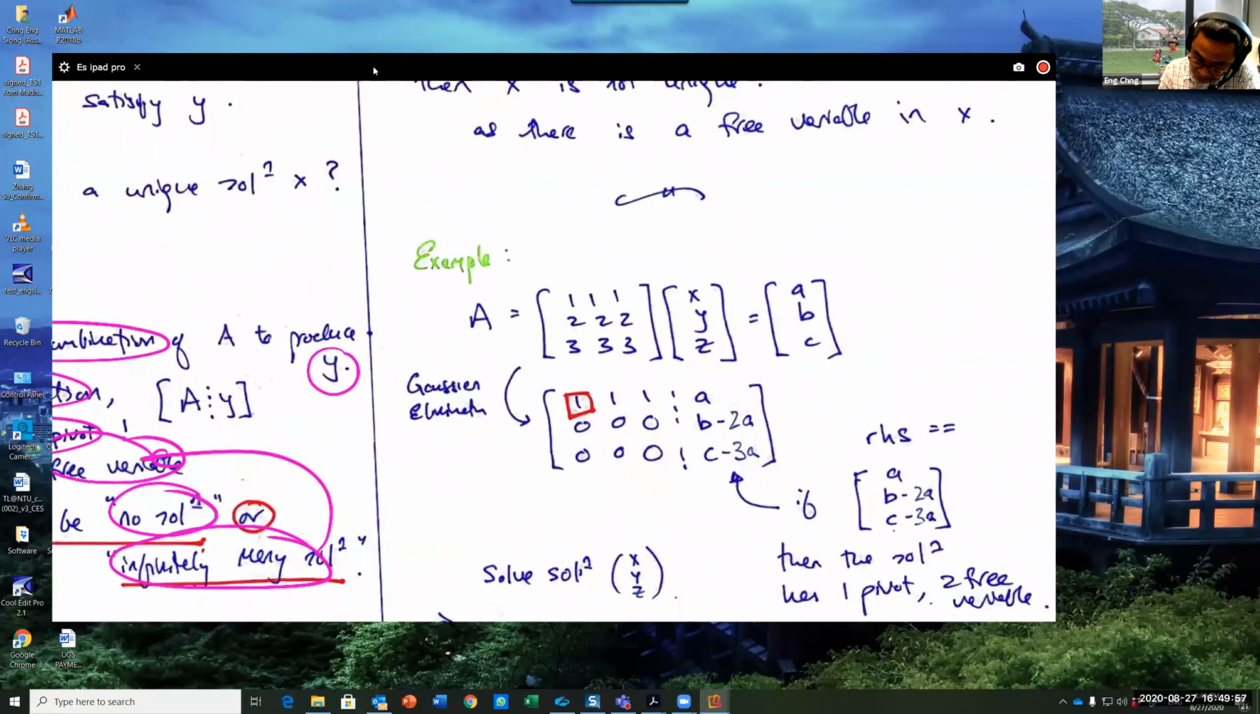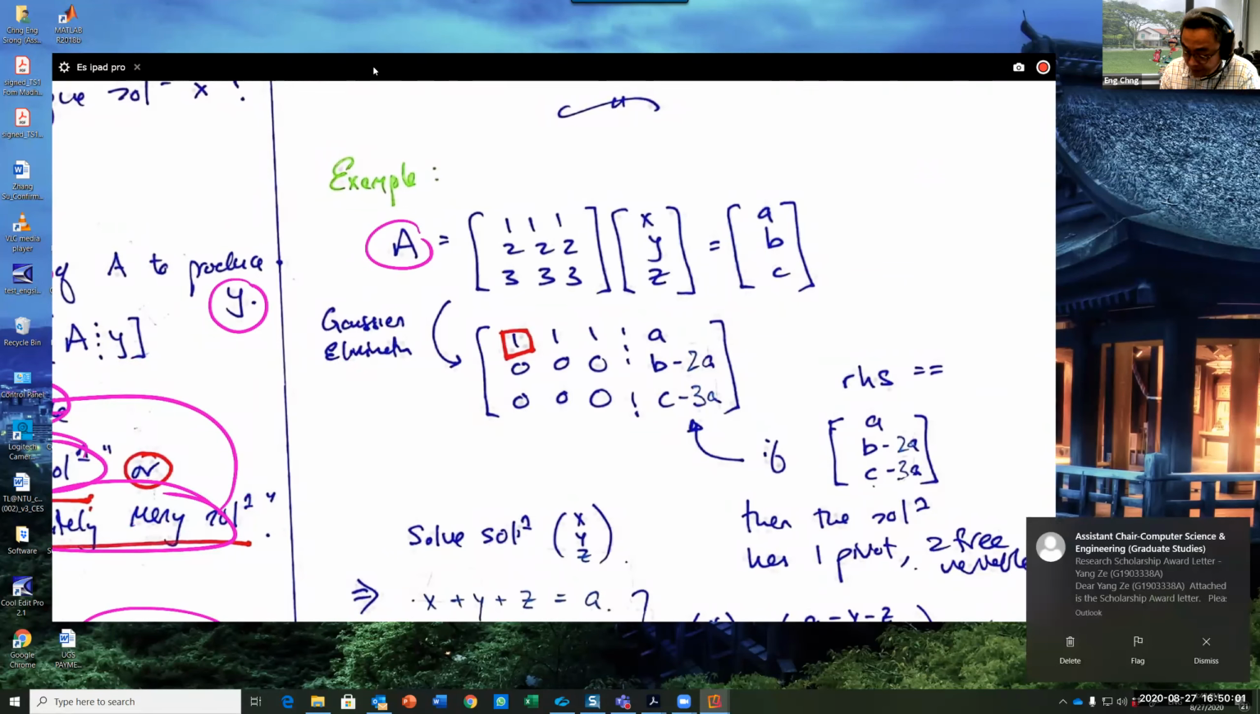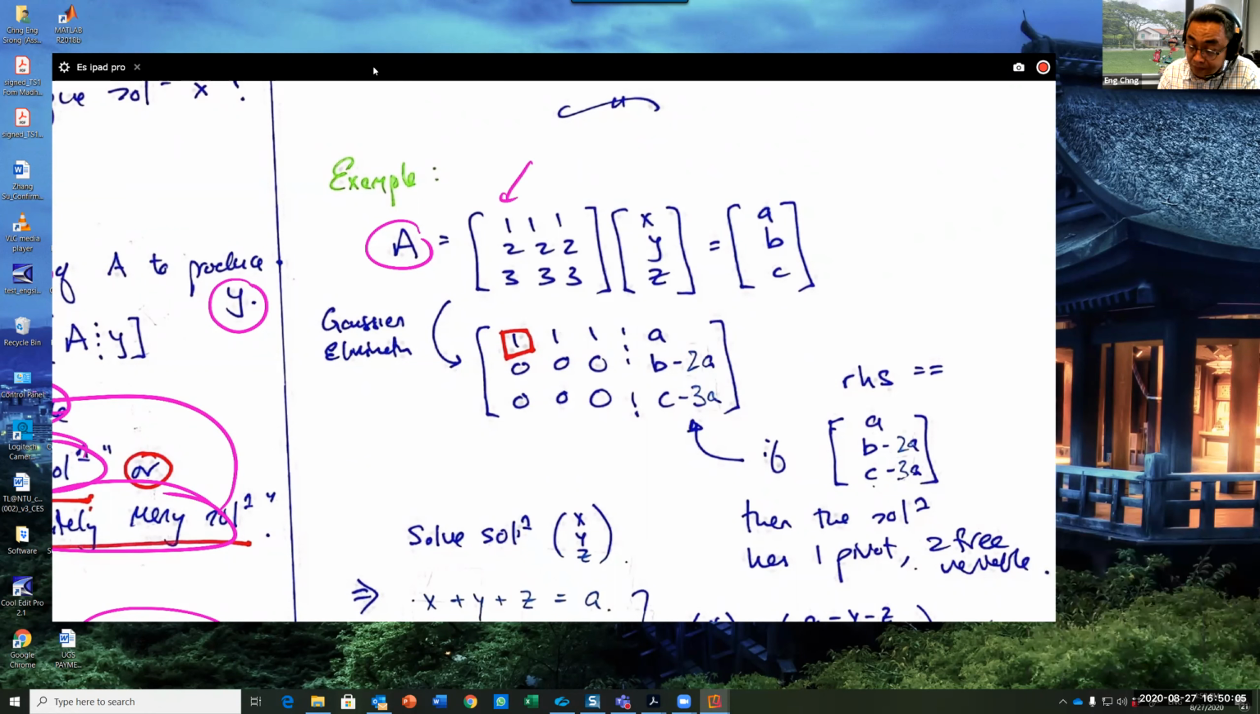Now we have an A, and we are going to try to solve for this. And immediately it's obvious to you that the second column and the third column are identical to the first column. This is totally dependent on the first column. It's the same as the first column.